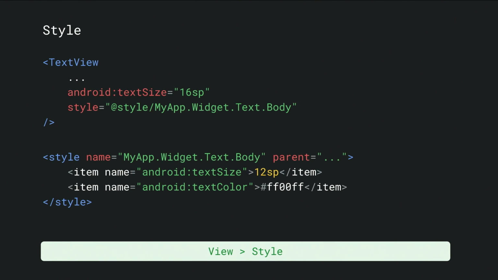And this actually brings us to the first precedence order. So you see here we have both the text size in the style and also in the text attribute. So which text size will the text actually have? Well, the view attributes override the one from the style. So what you'll see here is a text that's 16 SP.